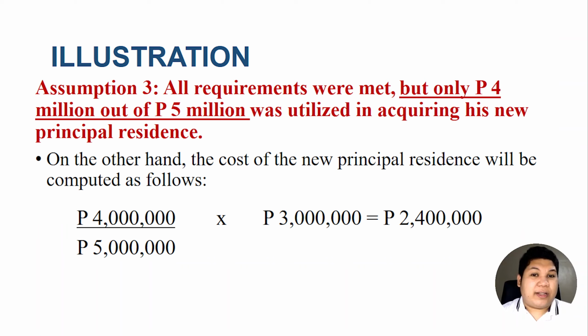So when Napoleon in assumption 2 used the entire proceeds, no more, no less, the cost of the new principal residence is equal to the cost of the old principal residence. But in this assumption, when Napoleon used only a portion of the proceeds and not the entire proceeds, meaning he used only a lesser amount, the cost of the new principal residence is equal to the proportion of the cost of the old principal residence in respect to the utilized portion of the proceeds of the sale.